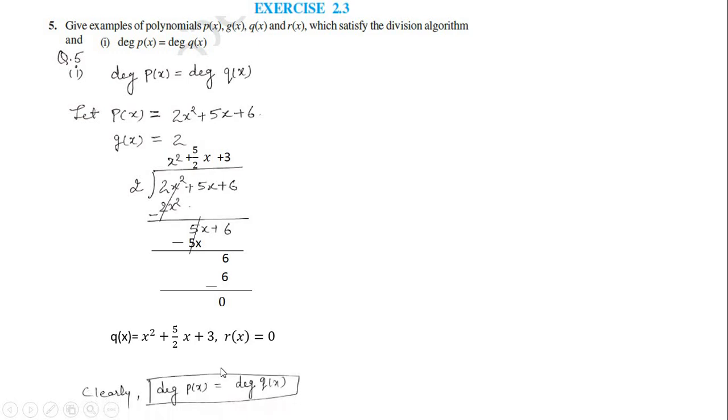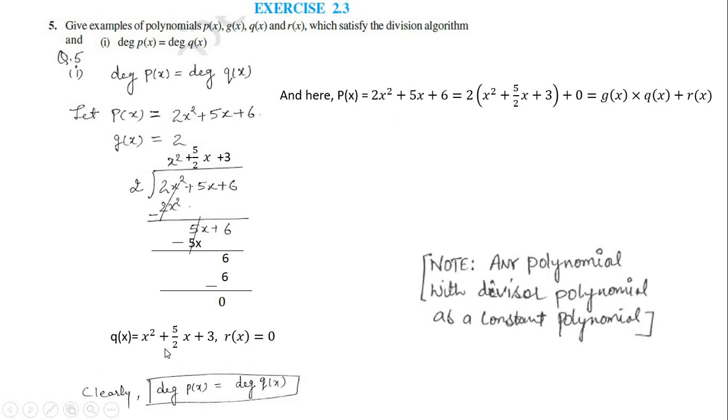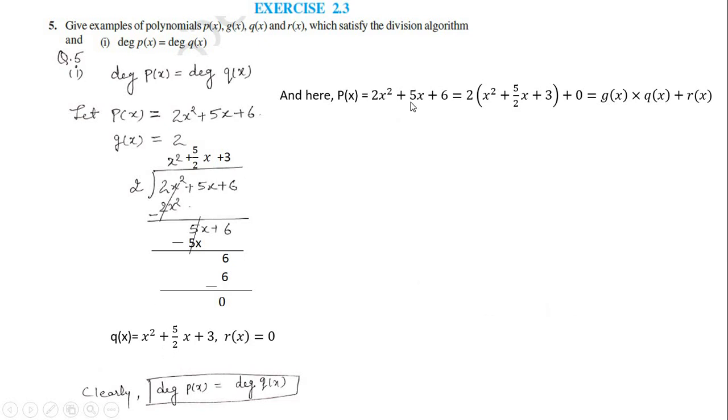And here the degree of p(x) is 2, and the degree of q(x) is also 2, right? Also we can see the polynomial can be written as 2 into x square plus 5 by 2 x plus 3, which is g(x) into q(x), plus remainder 0. So we can write the division algorithm for the given example. Hence we can say this is a correct example.